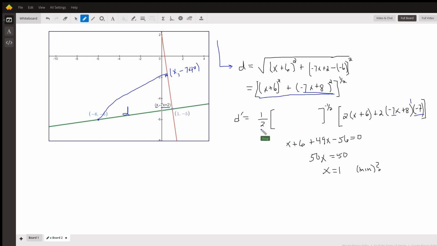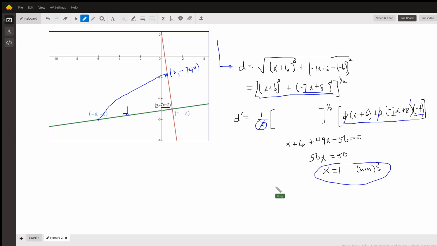Notice that I have a 2 in the denominator here. This radical moves to the denominator. So I can cancel this 2 into these 2's. And then the first derivative only equals 0 when the numerator equals 0, which is this expression right here. So x plus 6, distribute the -7, 49x minus 56. 50x equals 50, x equals 1.